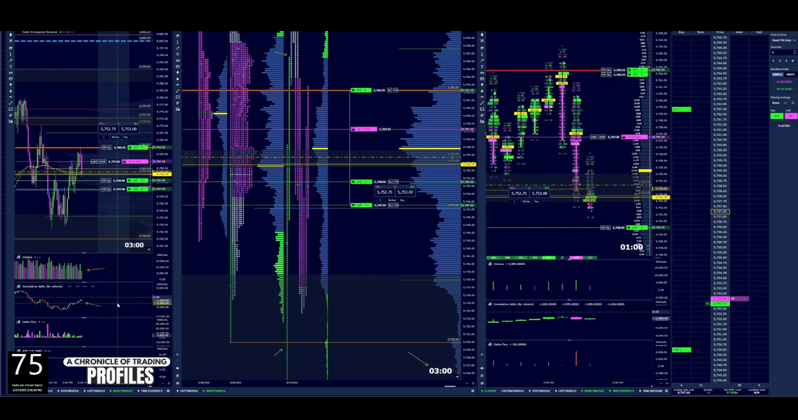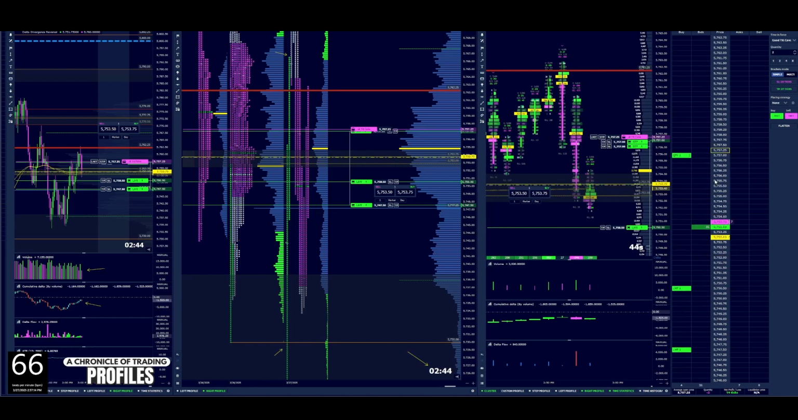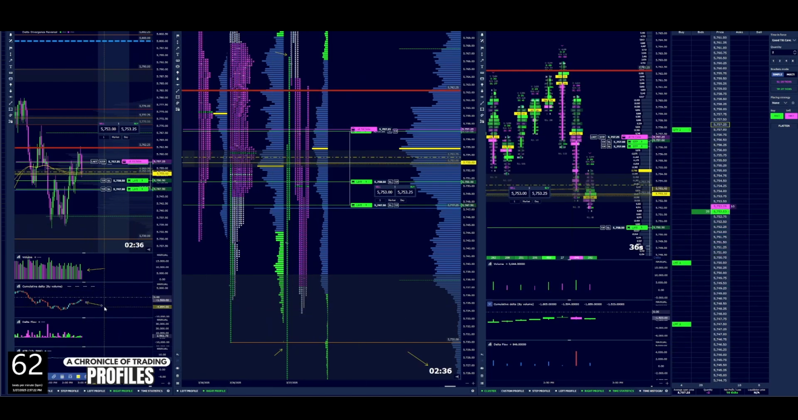I entered as we came back, and I'm a little bit late, but I needed to see, if you look on the cluster chart, how it kind of bounced up and failed. So I wanted to make sure that wasn't just a pullback to go move higher. So I entered in there.